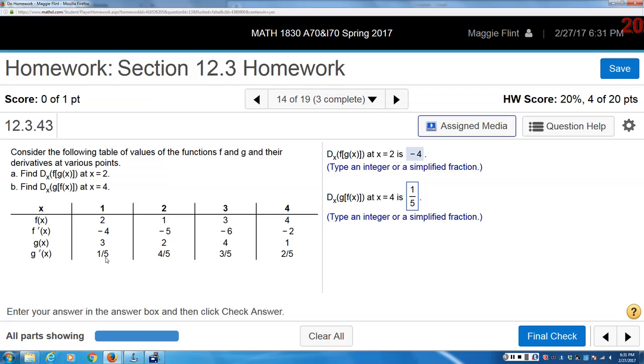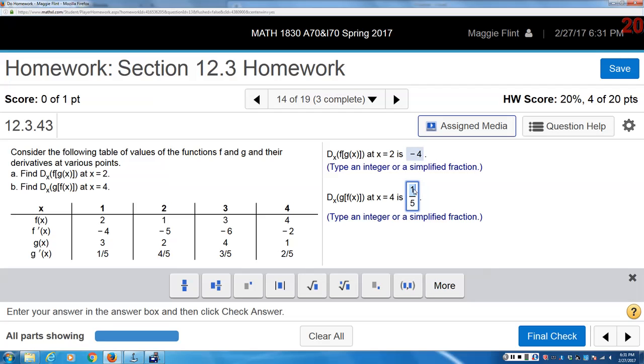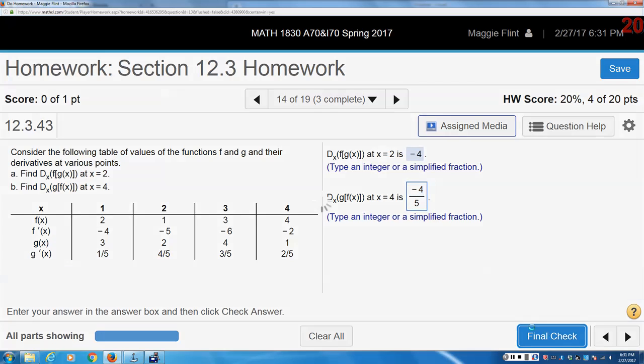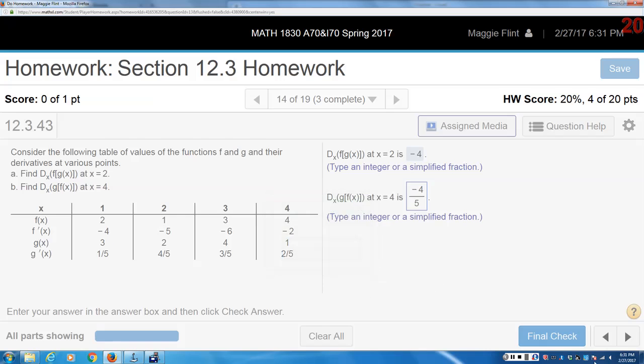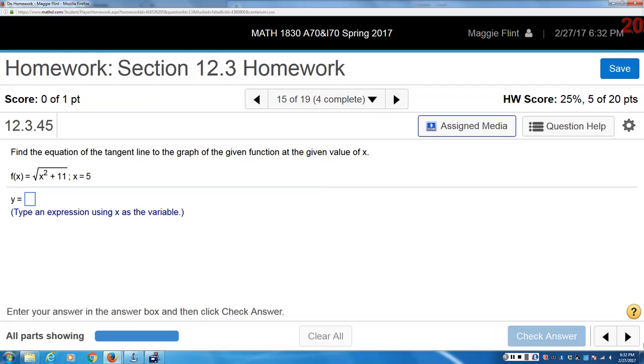Wait a minute, let me think. It is the derivative of g times the derivative of f, which is 1/5 times -4, so it's -4/5. Okay. That's what I didn't do. I did it in my head on the other one, but I didn't do it on this one. So it's that inner function, then times the derivative of the outer, and then times the derivative of the inner. Yeah. You have to find both.